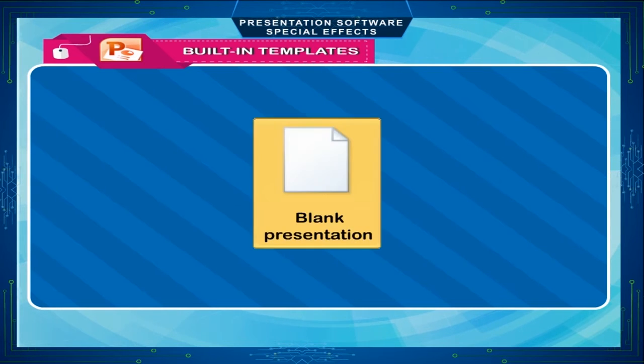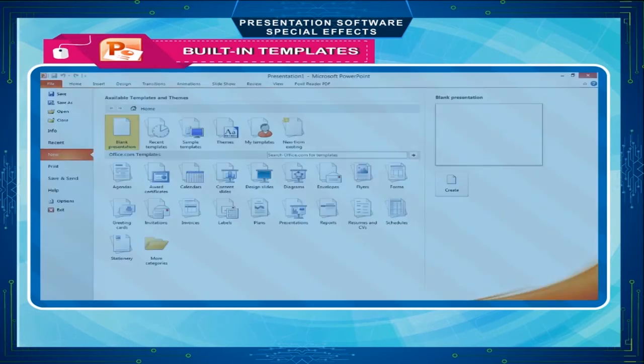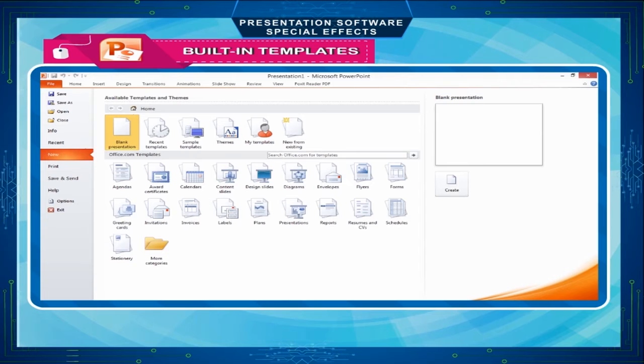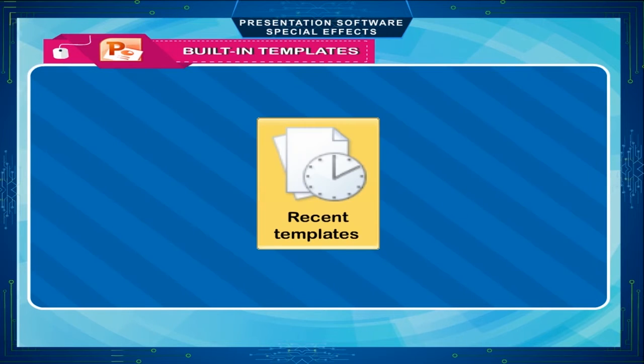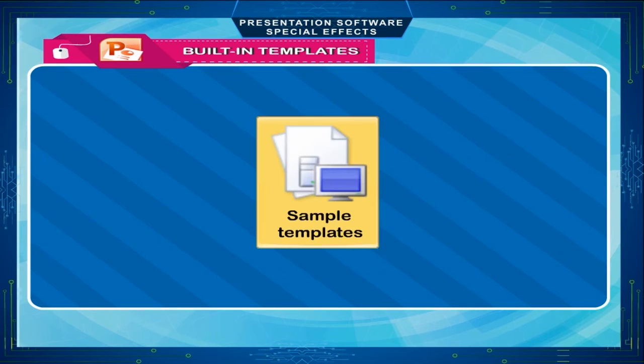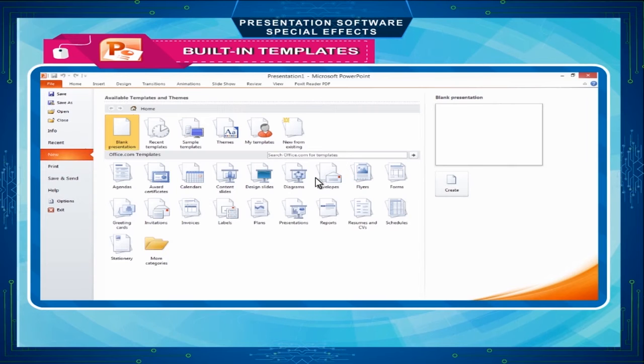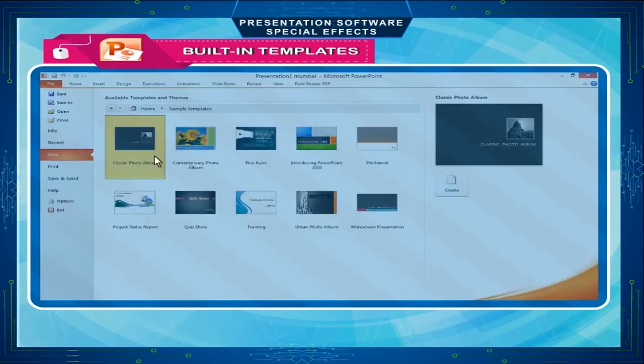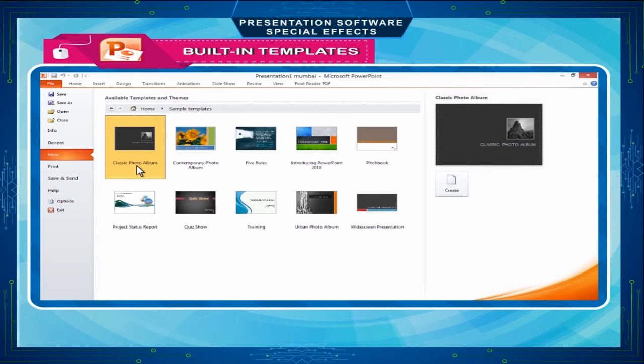Blank Presentation. Blank Presentation option is used to create a presentation with no preset graphics or formatting. Recent Templates. Recent Templates option is used to reuse a template that you have recently used. Sample Templates. Sample Templates option provides many predefined formats or template of slides with different background and text formatting.